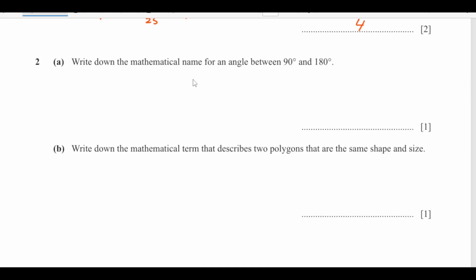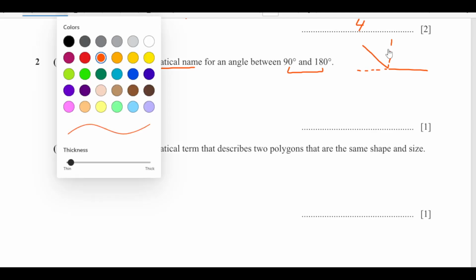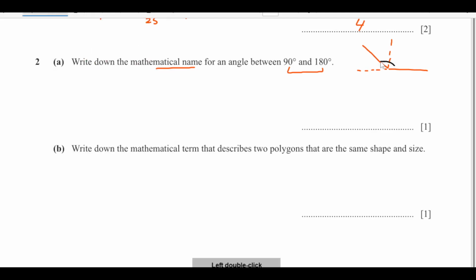Now number 2, write down the mathematical name of the angle between 90 and 180. So the angle is like this. This angle is going to be 90 here, and 180 is this one, and our angle is here, right? So if you see, the angle from here to here is an obtuse angle. So this is an obtuse angle.